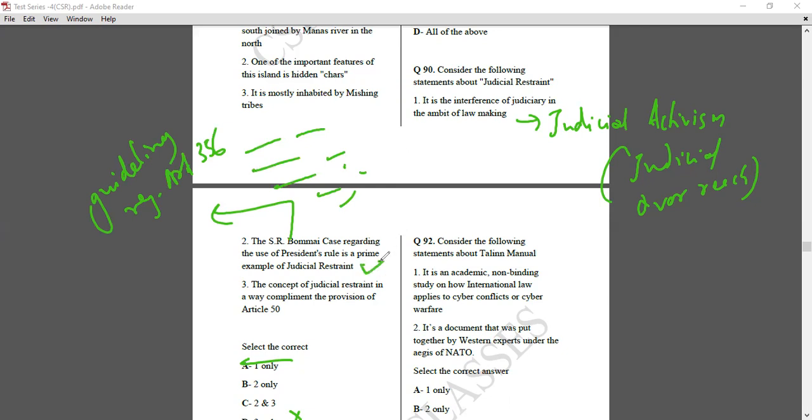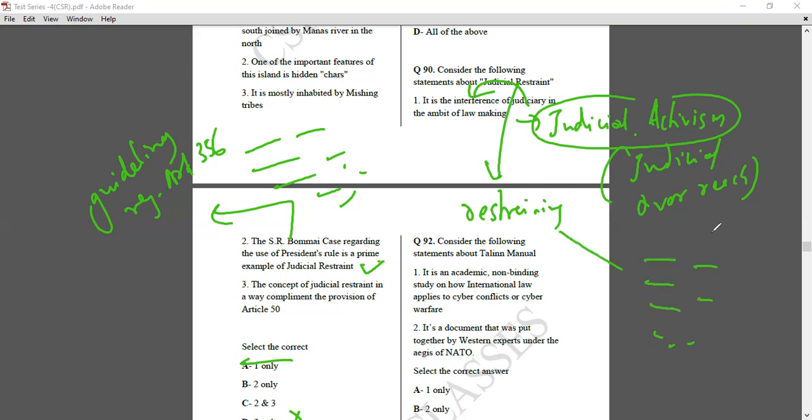I'll tell you what judicial restraint is. Judicial restraint is the opposite of judicial activism. In activism, the judiciary is interfering, but in judicial restraint, the judiciary is restraining. It is not going into the ambit of lawmaking. It does not go inside and make a law. So what it does is give guidelines. It will not make a law. It will not go and add something in Article 21. For example, the right to privacy. Now, the right to privacy, that is the Puttaswamy judgment.